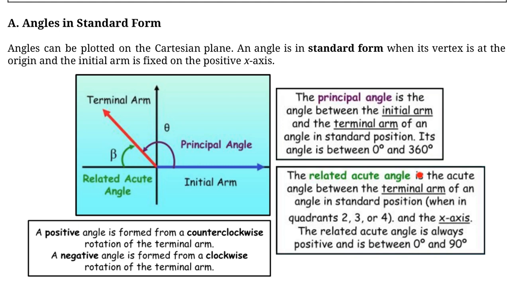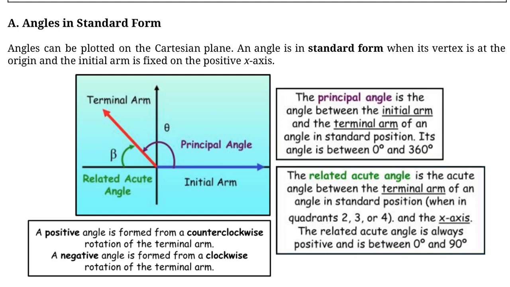The related acute angle that you see here in green, it's always the angle that's in between your terminal arm and the x-axis. So wherever your angle is, or wherever your terminal arm is, it could be in this quadrant or one of these quadrants down here, it's always going to be the angle in between your terminal arm and the closest x-axis. And we often use this β, beta, to represent the related acute angle.